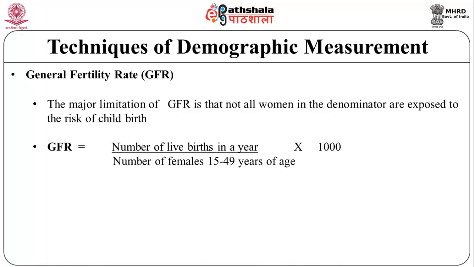Now, how do we calculate GFR? The formula is given on your screen. You can practice with the given data. Now, this GFR is approximately 4 times the crude birth rate.